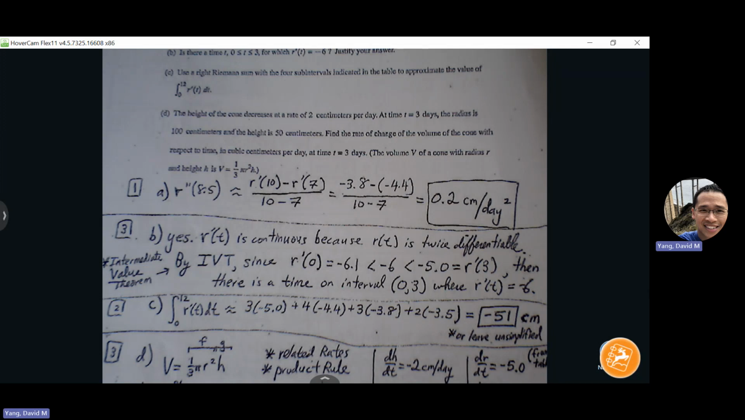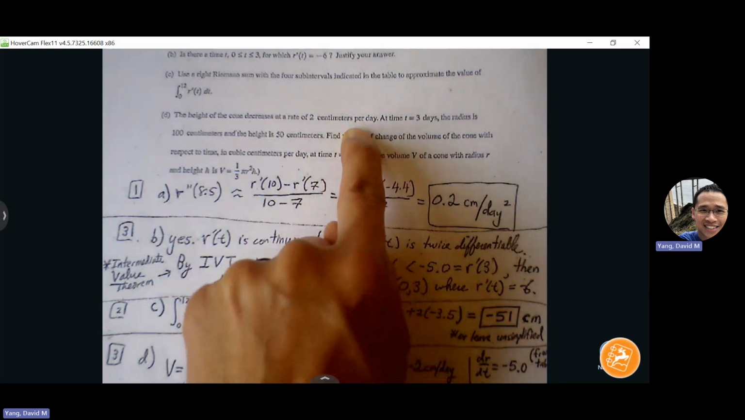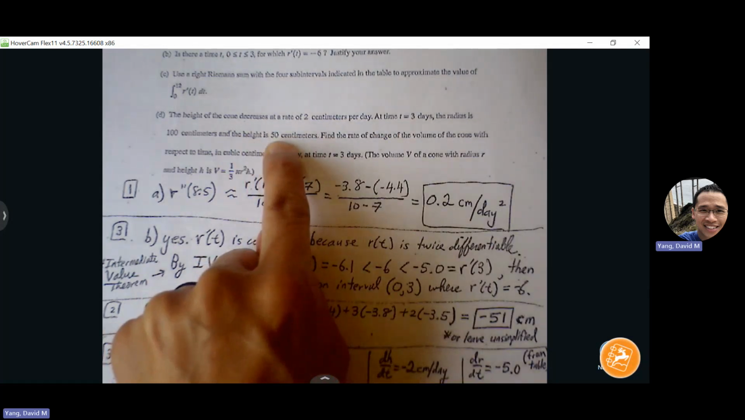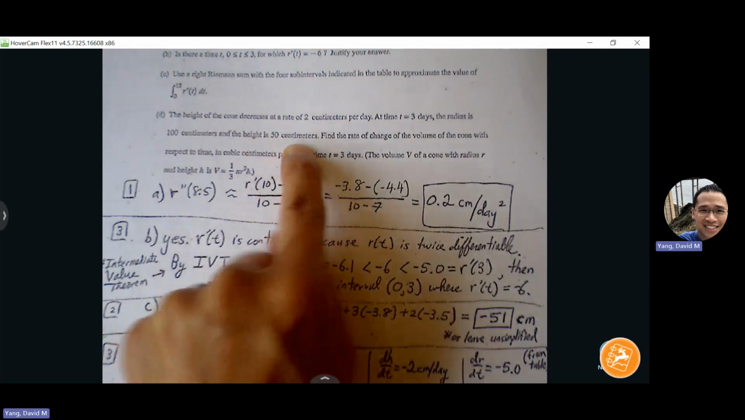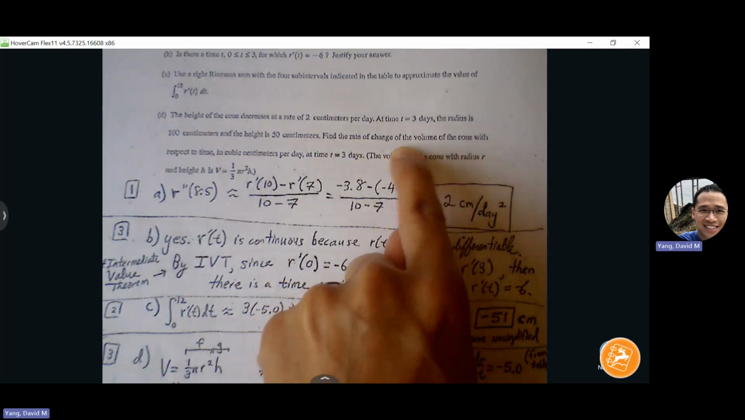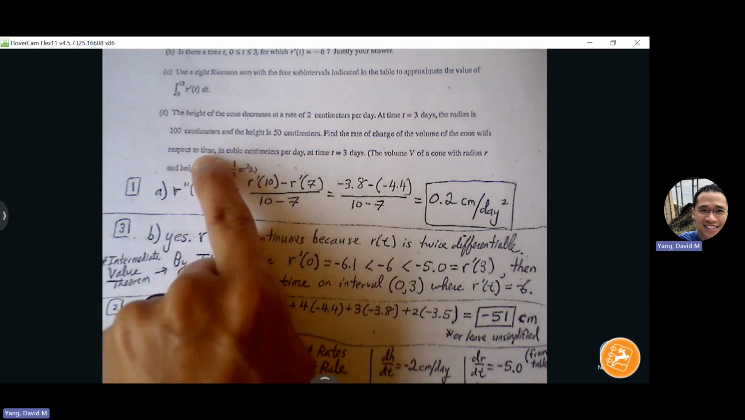Part D, the height of a cone decreases at a rate of 2 centimeters per day. So you see that per day here. The radius is 100 centimeters and the height is 50 centimeters. Find the rate of change of the volume of the cone, so with respect to time. Whenever you see respect to time, that should give you a hint that there's related rates going on.